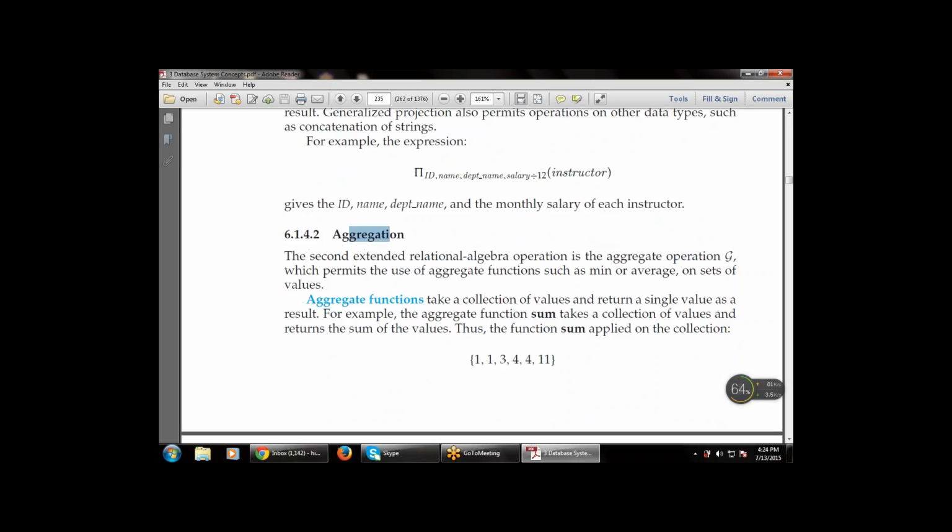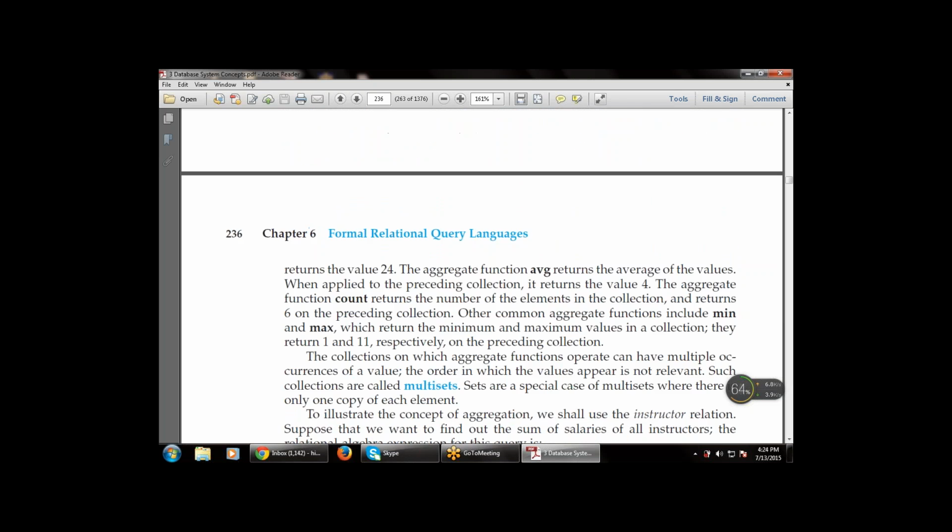Then next is the aggregation, which is also an extended relational algebra operation, that takes a collection of values and returns a single value as a result. So it takes multiple values and returns a single value as output. That is the aggregation function.